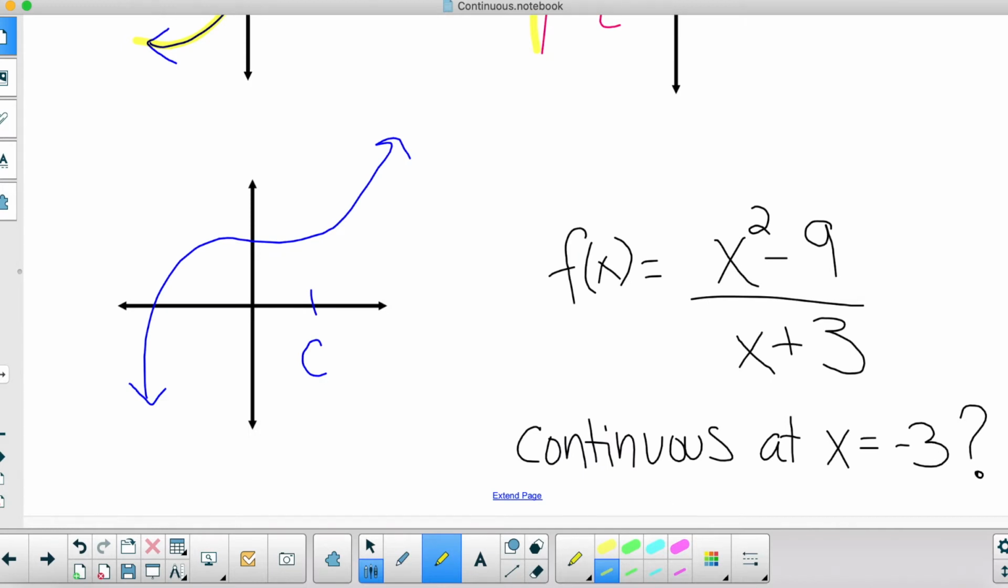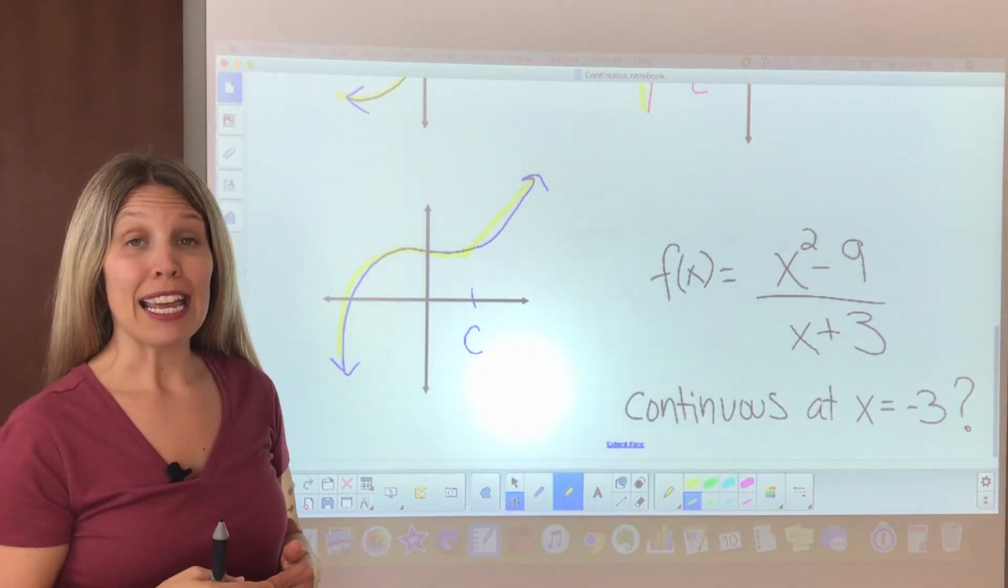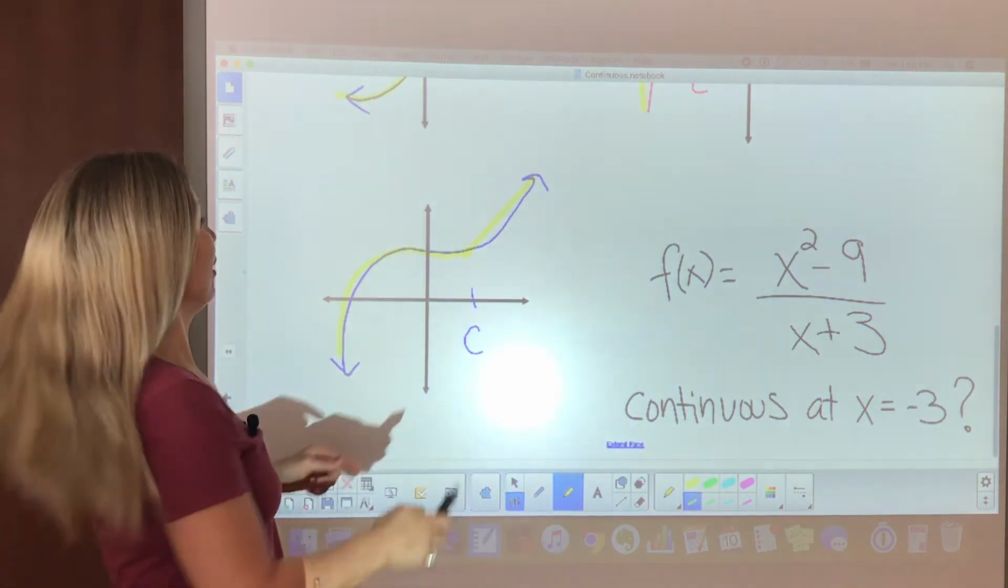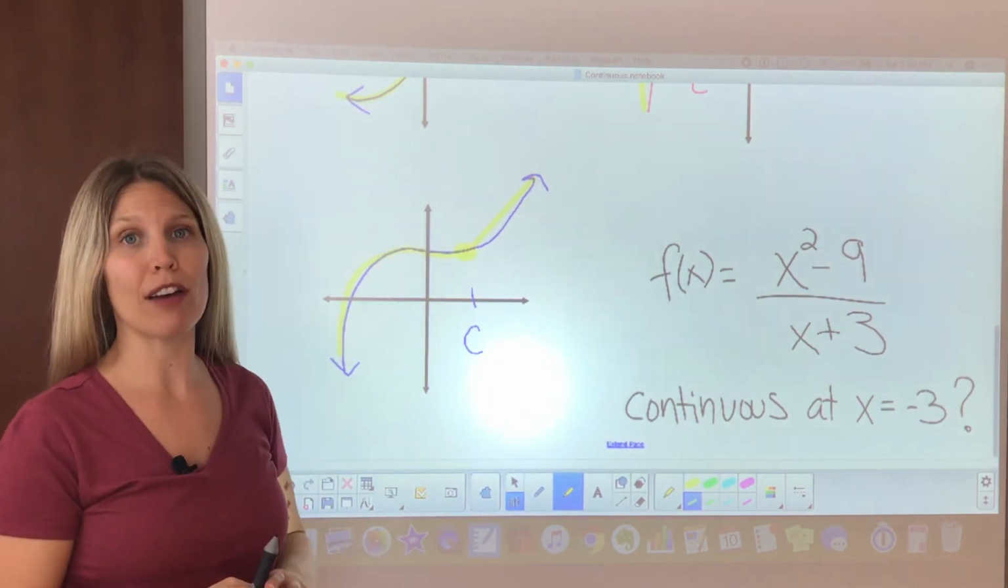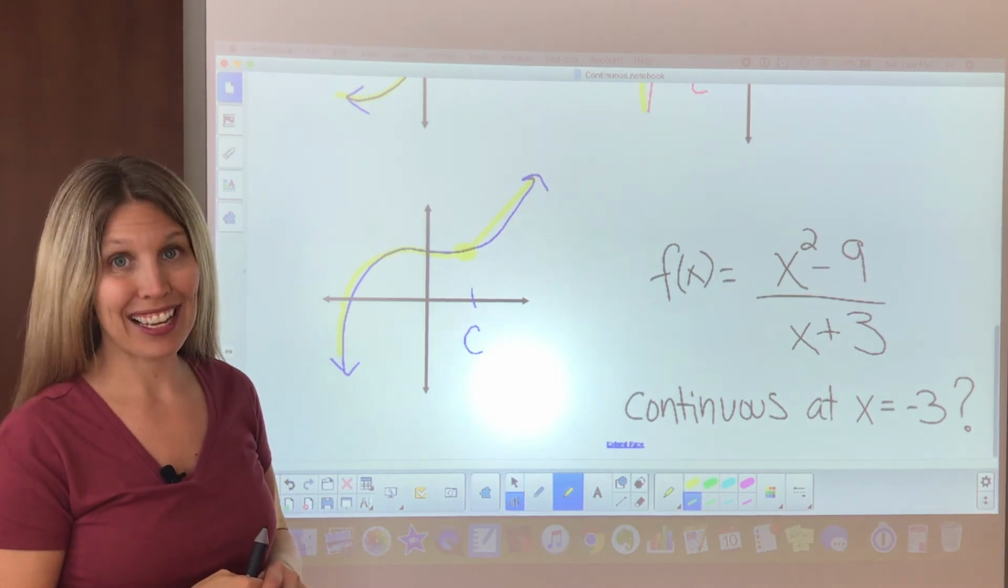First, let's look at the graph. First, does f of c exist? So f of c exists. It's a line, which means there's a value there. Now let's check the limit. Coming in from the left, it works, and coming in from the right, they match up. Therefore, the limit exists, and the limit and the value are at the same point. Therefore, this graph would be continuous.